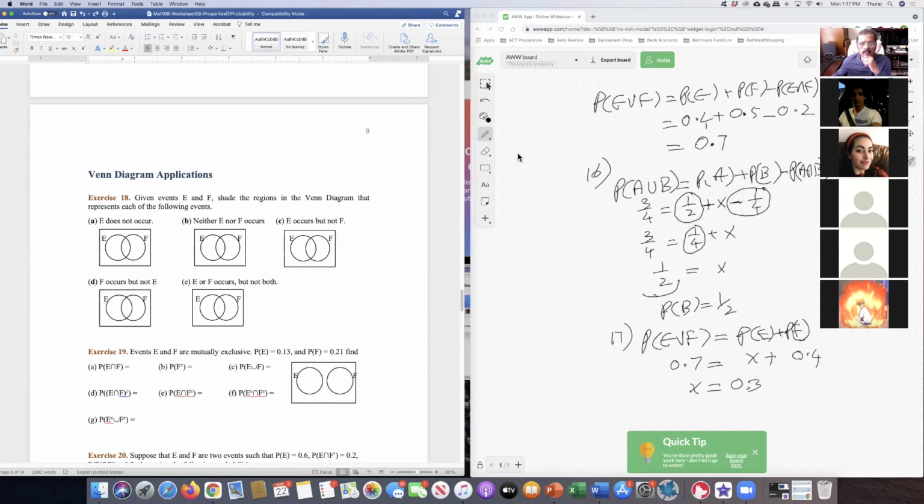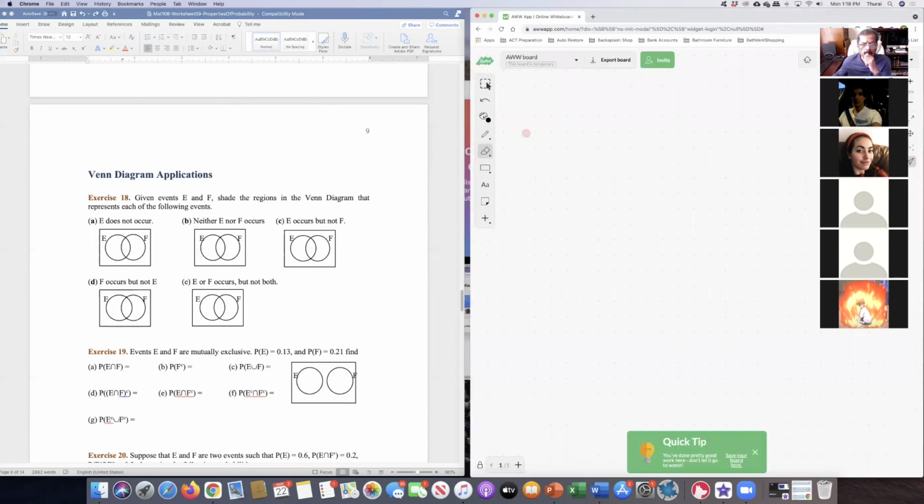E does not occur. What would that be? What do I shade in part A? The part outside E. Outside of E. Right, everything outside of E, that's right. So the answer to question A is, here is E. We don't even have to draw the F. We just shade outside of E. Any outcome in this region will mean E hasn't occurred. E doesn't occur.